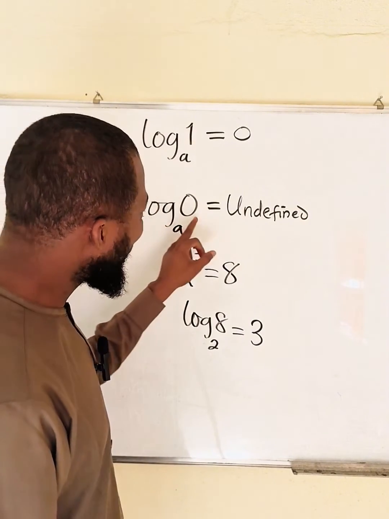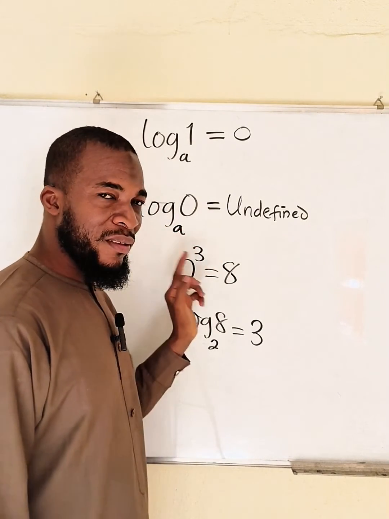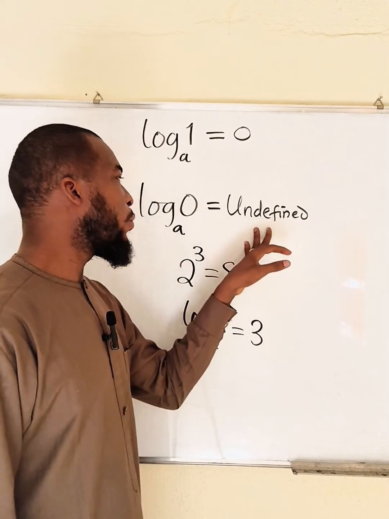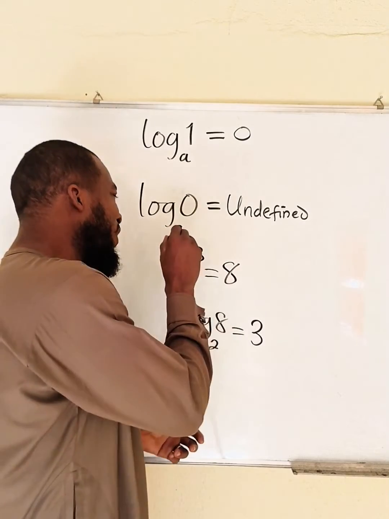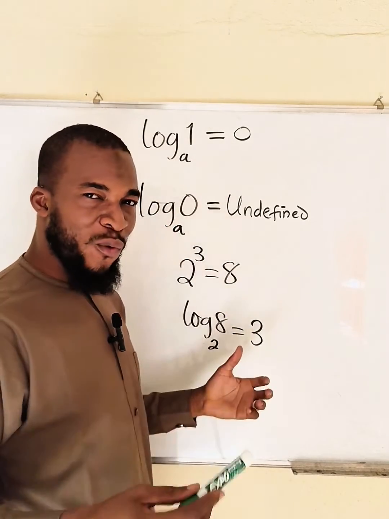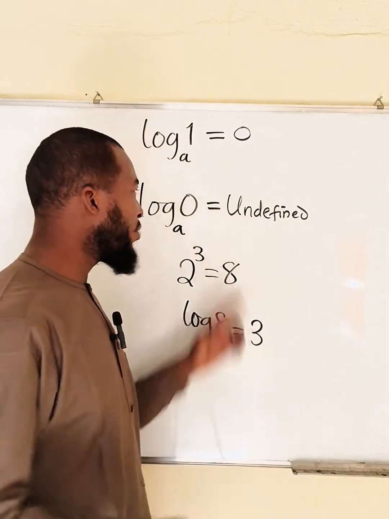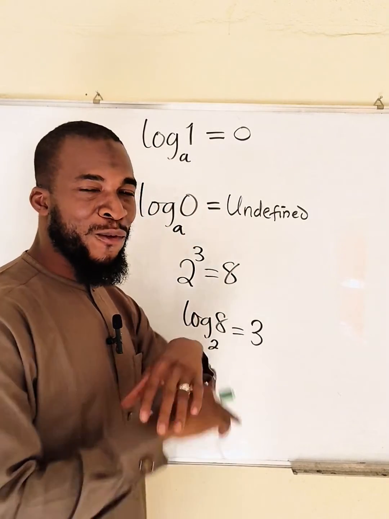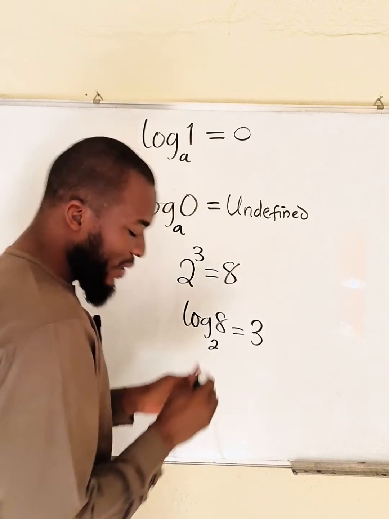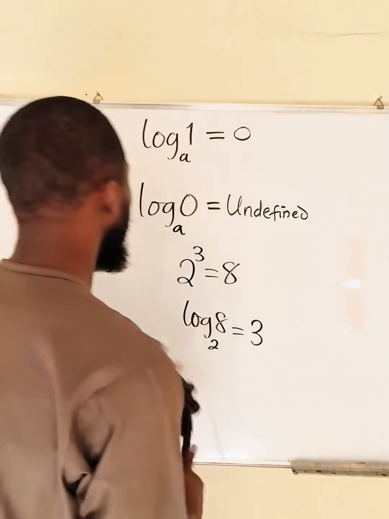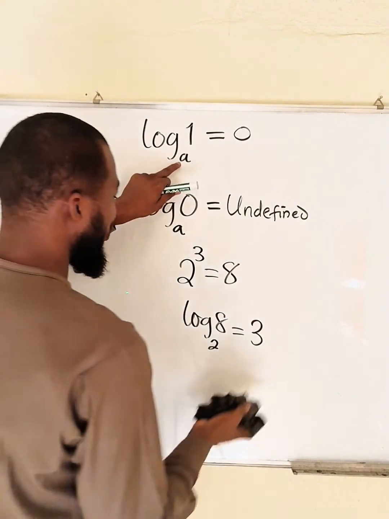But log of 0 with any base is undefined. Why? Because there is no number you can raise this base to, whether it is 2, 3, 4, you cannot raise it to any power to get 0. Therefore, it is undefined. Let us work it out here, because I think this is much more comprehensive.